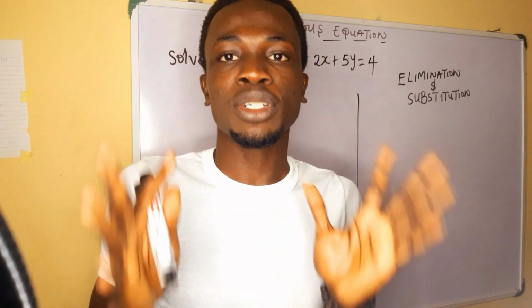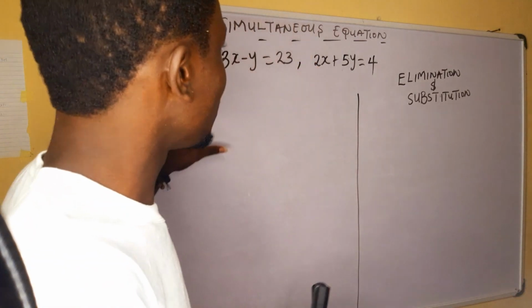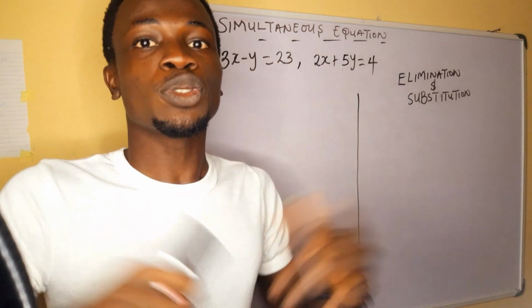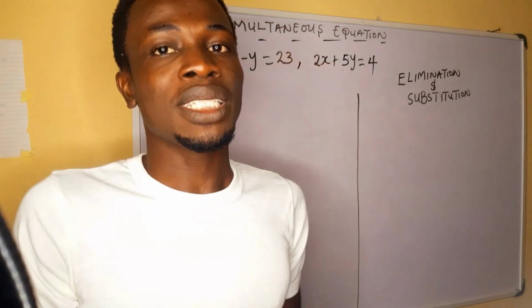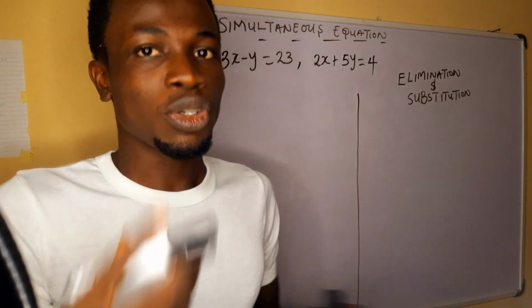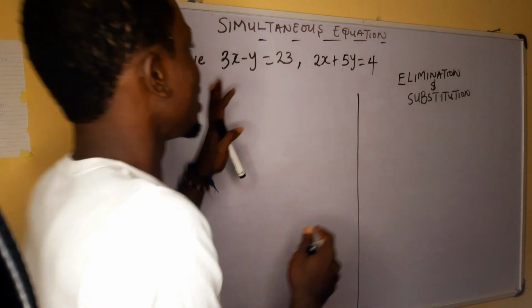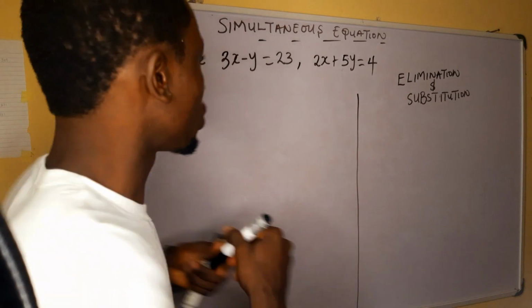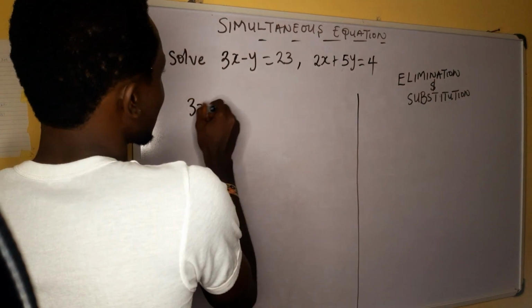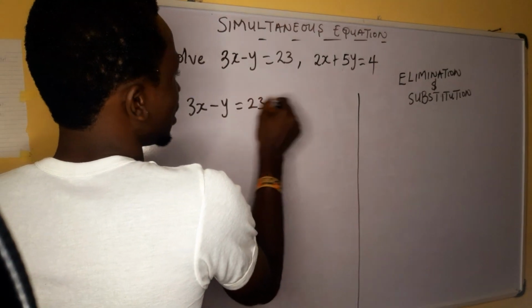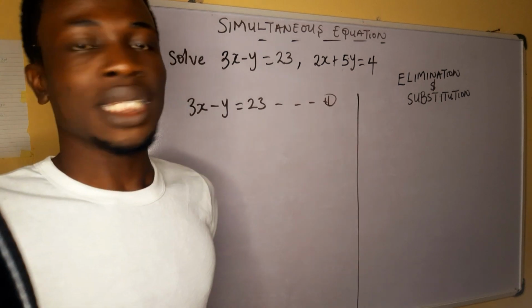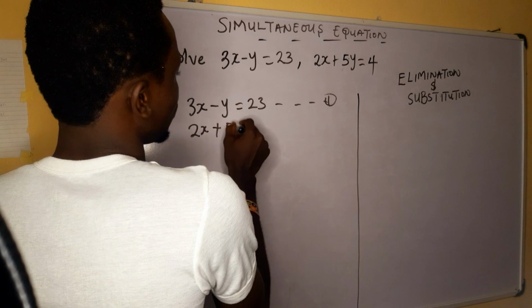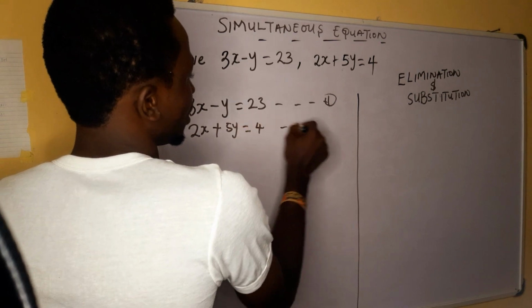Now, what is the elimination method all about? The elimination method means that you're going to cut off a particular equation, but you don't just do it that way, because in mathematics you don't just remove something, you apply some basic rules. This equation written for us is called our equation 1. I can write it as 3x minus y is equal to 23. This is my equation 1. Then this other one is my equation 2: 2x plus 5y is equal to 4.